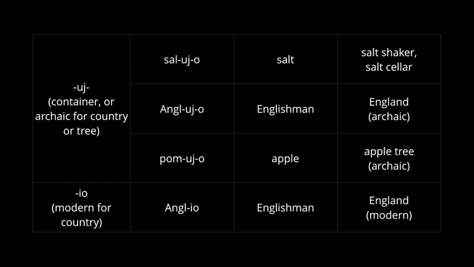It was also used for trees. A pomujo was a container for apples, which meant an apple tree. Today we would call that a pomarbo. The modern suffix for a country is i, so we have Anglio, not Angluj o. It's not a container for Englishmen, it's a country of Englishmen.